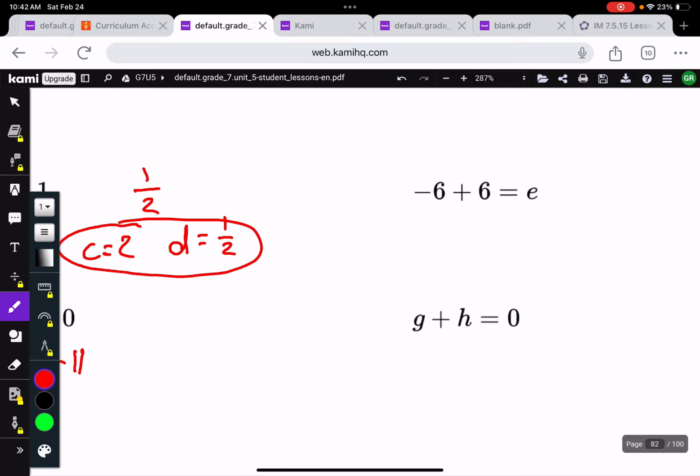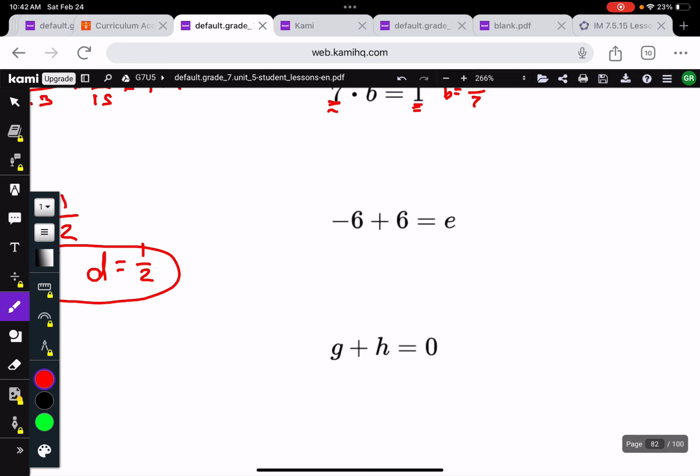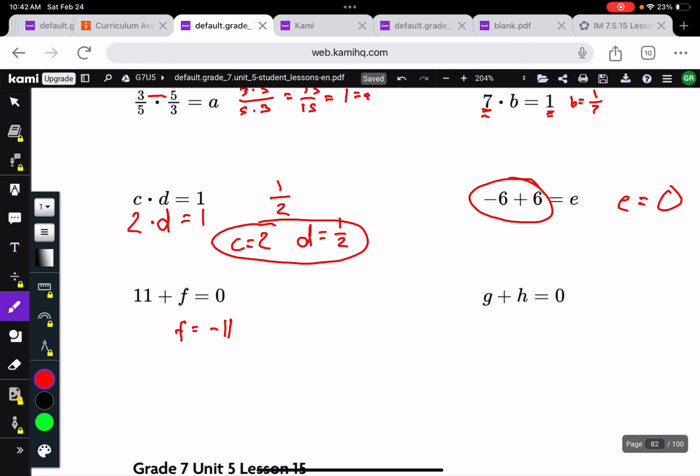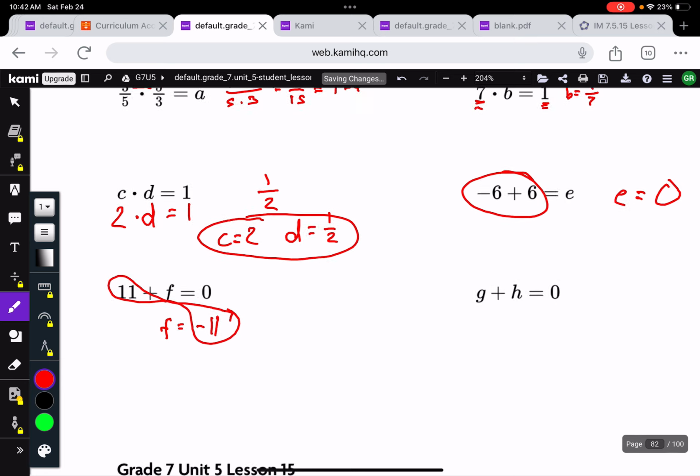Let's go over here. Negative 6 plus 6, well, E equals 0. Got that one done. Guess what? Those are also called additive inverses, just like this one right here. 11 and negative 11 are additive inverses.